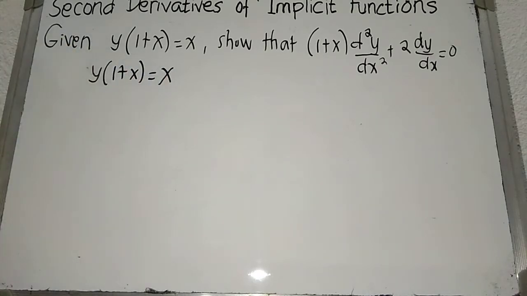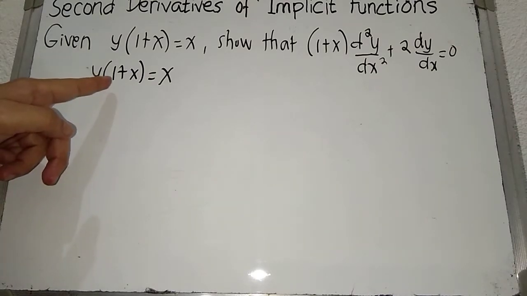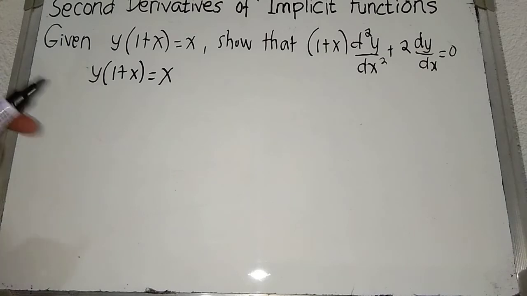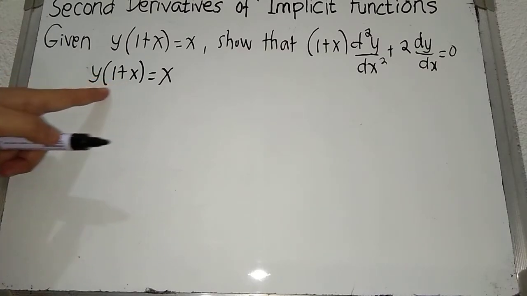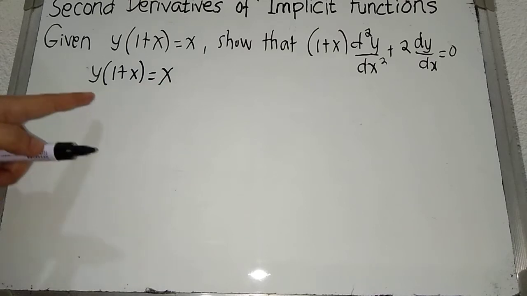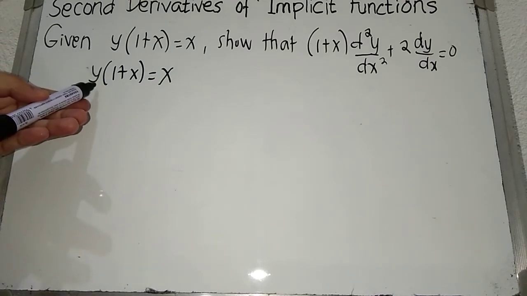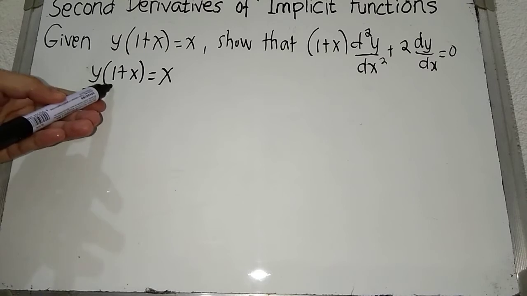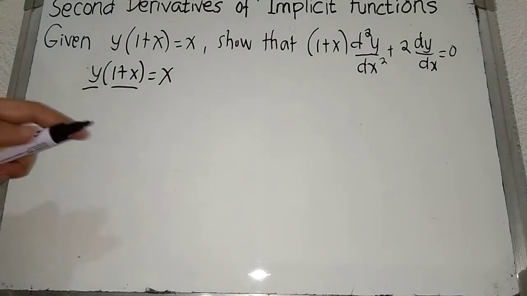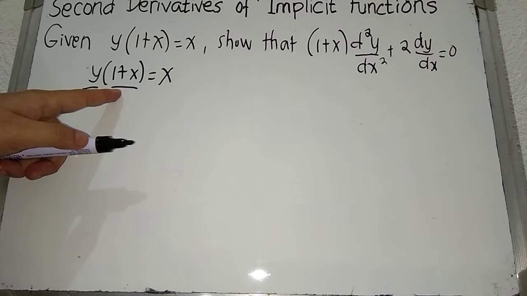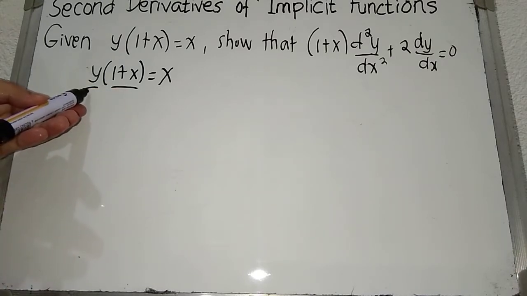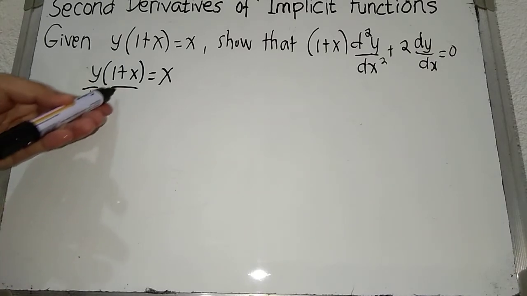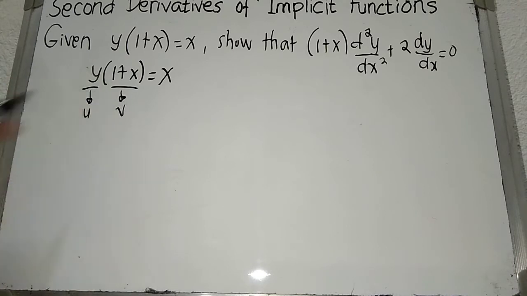First thing to do is that we are going to get the derivative of this function, the first derivative. How to do that? We are going to get the derivative of the left and the derivative of the right. Now, take note that the left has two functions. We have the first one and the second one, which is 1 plus x inside the parentheses. So we will treat this one as our u, and this one as our v.